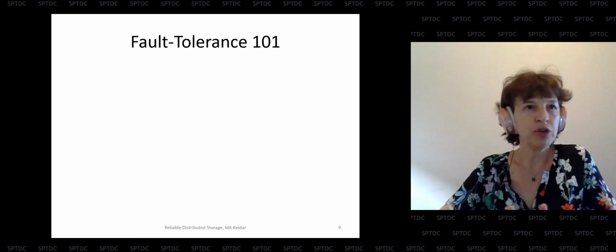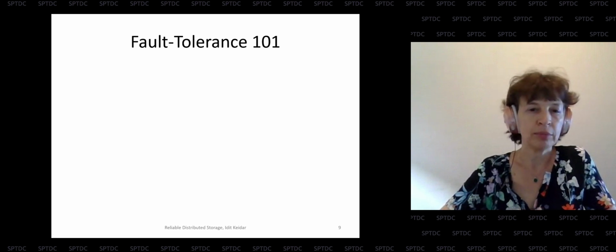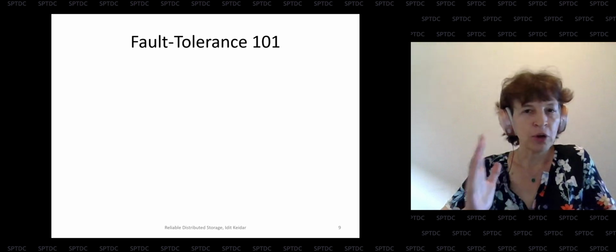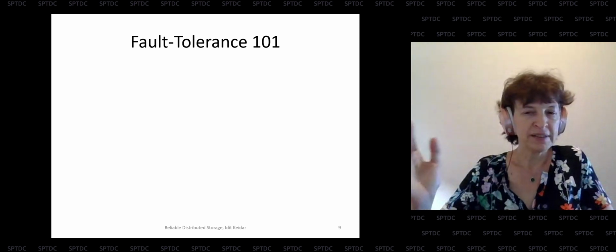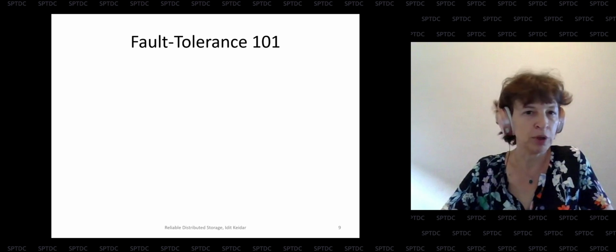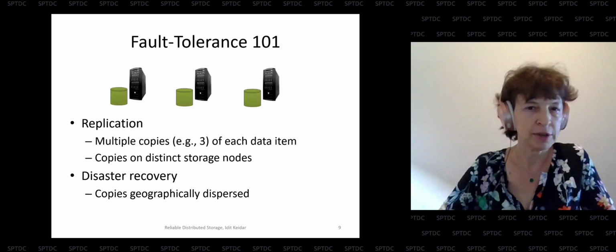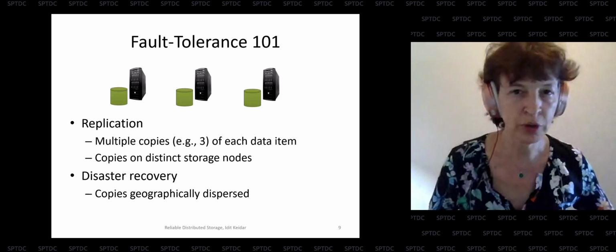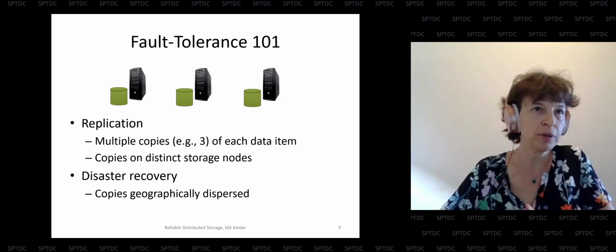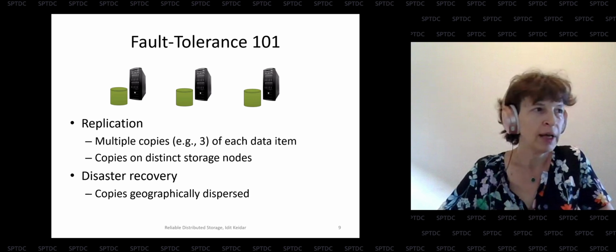So we're trying to achieve fault tolerance. We know that F servers are going to fail. What are we going to do? So fault tolerance 101, the basic thing you do if there's something you don't want to lose is you keep multiple copies of it, right? Replication. So for example, we're going to take every data item and keep 3 copies of it. And we're going to put them on different storage nodes.